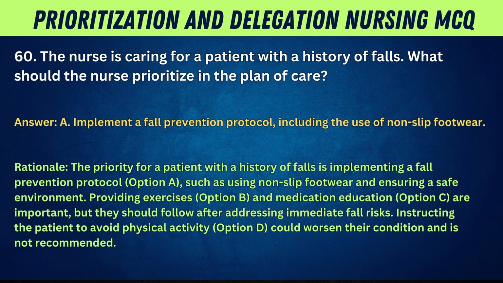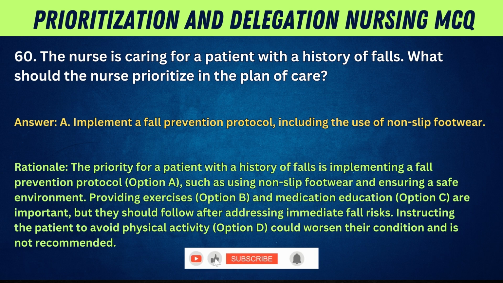Answer. A. Implement a fall prevention protocol, including the use of non-slip footwear. Rationale. The priority for a patient with a history of falls is implementing a fall prevention protocol. Option A, such as using non-slip footwear and ensuring a safe environment. Providing exercises, Option B, and medication education, Option C, are important, but they should follow after addressing immediate fall risks. Instructing the patient to avoid physical activity, Option D, could worsen their condition and is not recommended.